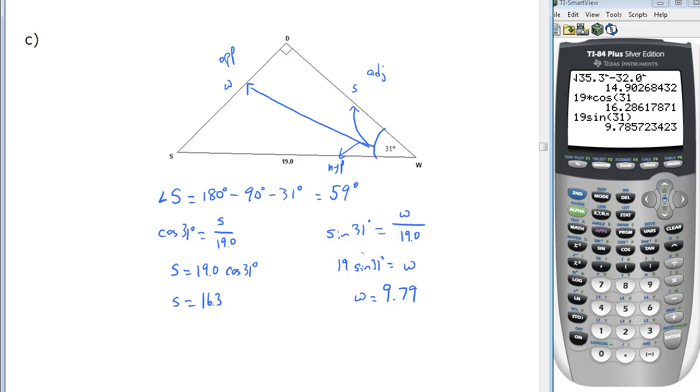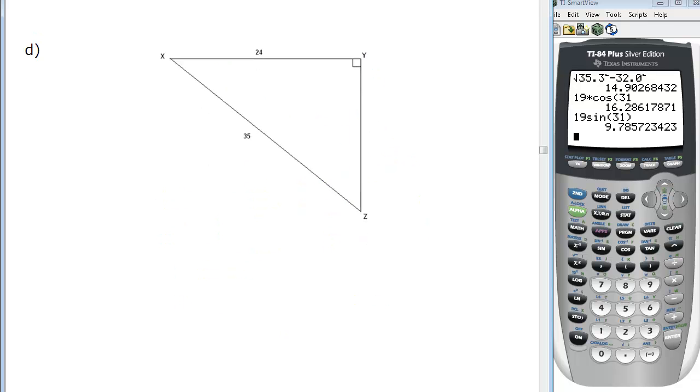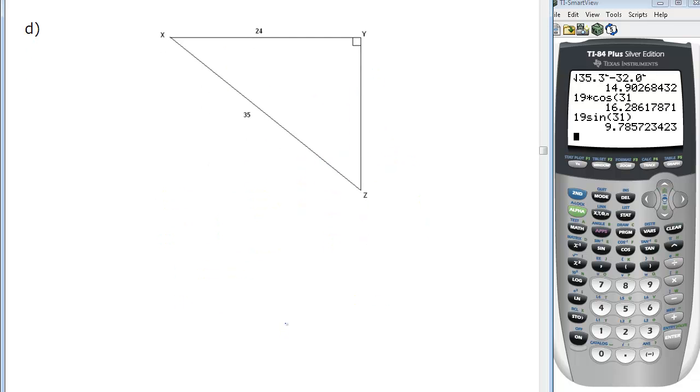And again, our smallest angle is 31. Our smallest side is opposite that. Largest angle, largest side, so that makes sense. And so we have our solution. The final example then for this video.